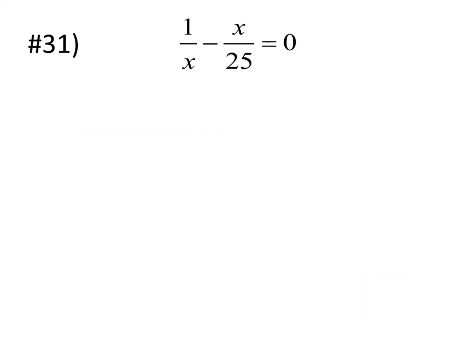Okay. Go ahead and put 0 over 1. So your LCD, I need an x, I need a 25, and I need a 1, which I've already got. So multiply 25x times each piece.